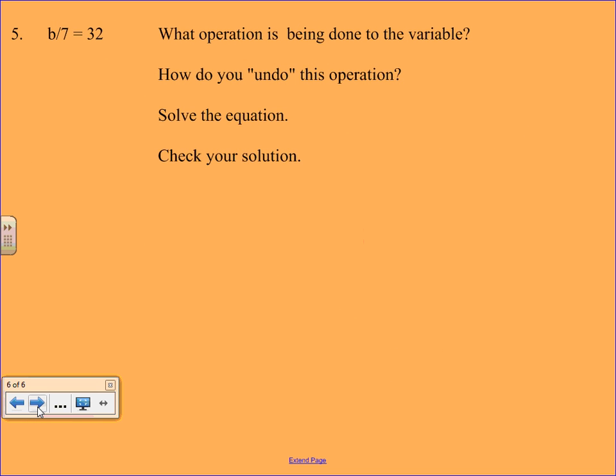The last one. Again, I want you to start by rewriting this equation. It says b/7 or b over 7. Start by writing that as a fraction. So literally b over 7 equals 32. The operation here, remember the fraction bar is just division. So this really is just saying b divided by 7. We're going to undo this by multiplying. So in this case, we're going to multiply both sides of the equation by 7.